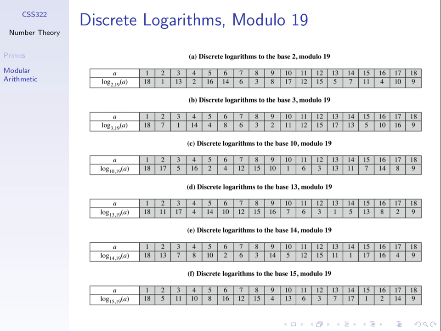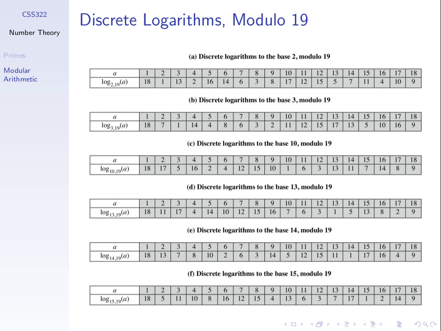And the answers for those discrete logarithms are listed here. That is, we had 6 primitive roots: 2, 3, 10, 13, 14 and 15. So if we take the discrete log in base 2 mod 19 of some number, if that number is 1, then the answer is 18. If that number is 18, the answer is 9. So it's worked it out for us.